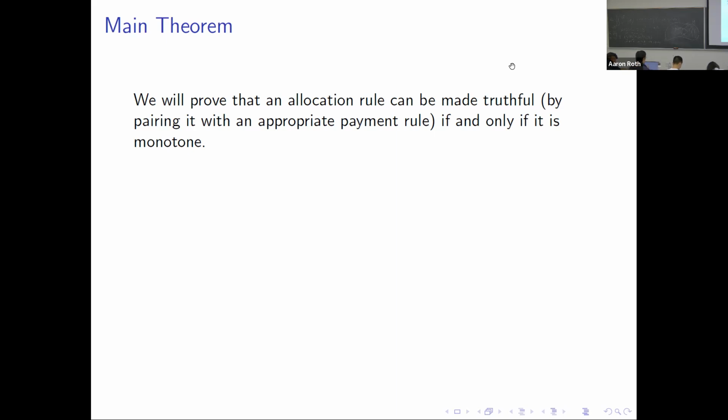So here is the punchline. What we're going to prove is that within single parameter domains, if you have an allocation rule, and you're interested in the question of whether you can implement it truthfully, whether you can implement this allocation rule by pairing it with a payment rule that makes truth-telling a dominant strategy, you can answer that question by just asking yourself: is the allocation rule monotone in all of the bidders' bids? If the answer is yes, there is a payment rule that implements this choice rule in dominant strategies. And if the answer is no, there's not.